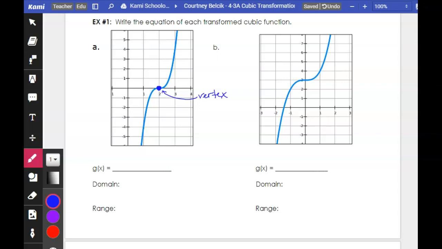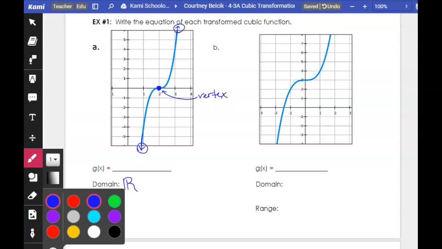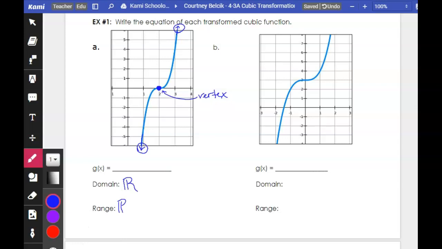And we know that the ends of this graph truly do go down and up forever until infinity in both directions. So can you put boundaries on the left and the right side? No. So your domain is all real numbers. Can you put boundaries on the bottom and the top for the range? No, because we've got arrows. So the range is also all real numbers.